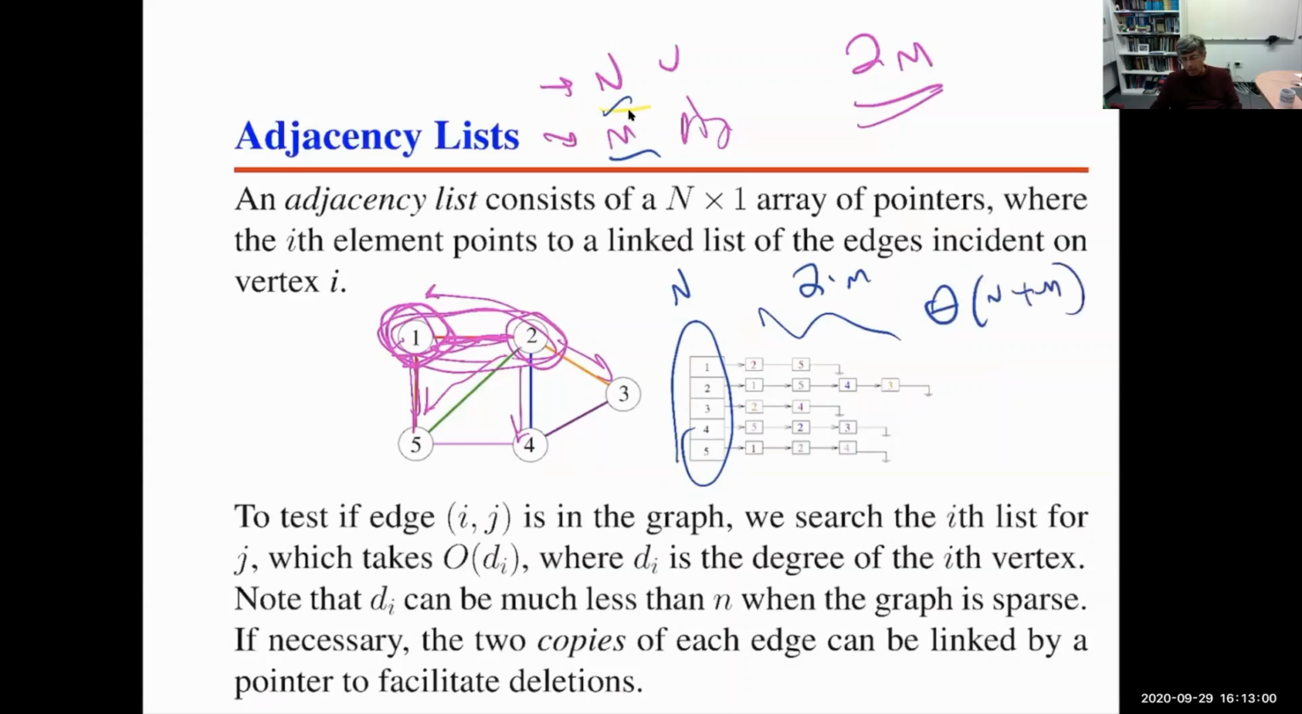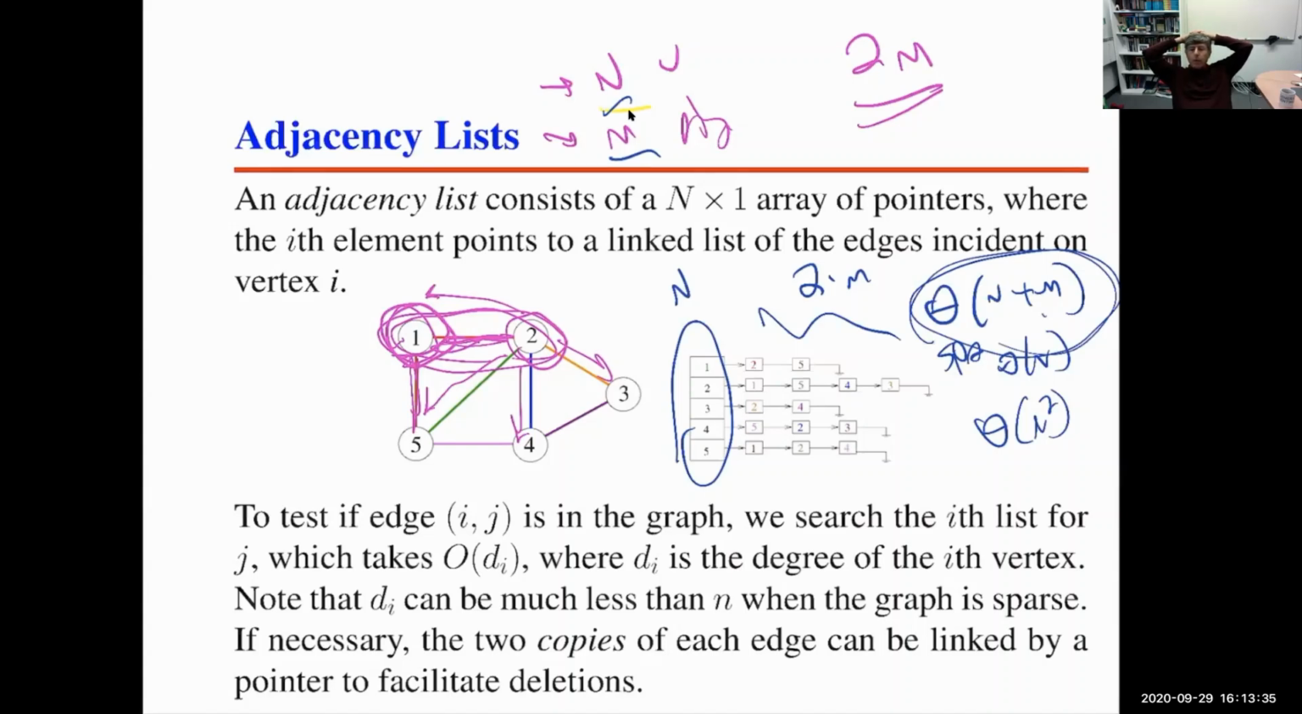theta of n plus m. Okay? If I have a sparse graph, this is going to be n plus n. For a sparse graph, this is going to be theta of n. If I have a dense graph, this is going to be theta of n squared. Okay? But if I have a sparse graph, this is going to take basically space proportional to the number of vertices plus edges. Any questions about that?